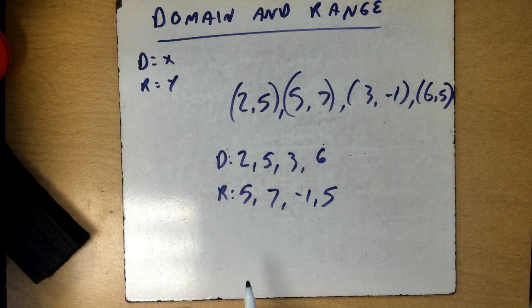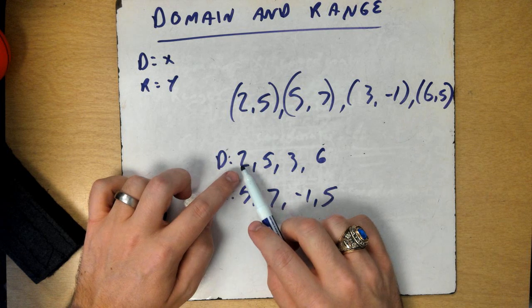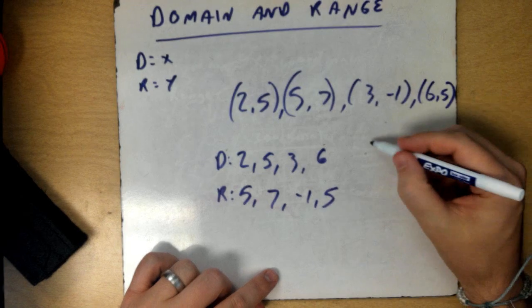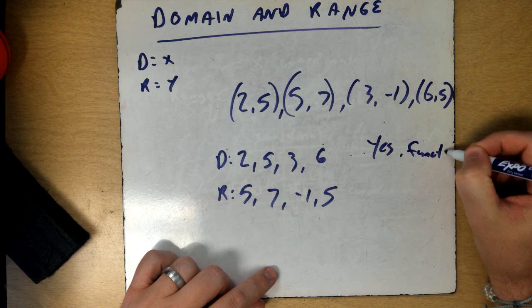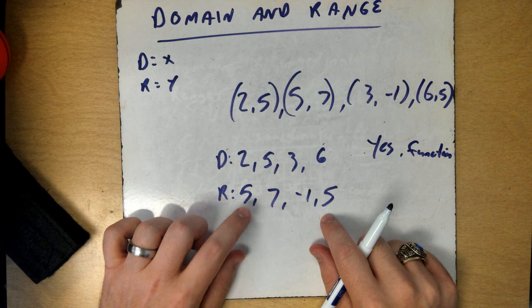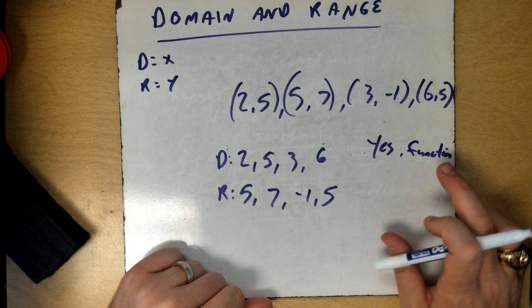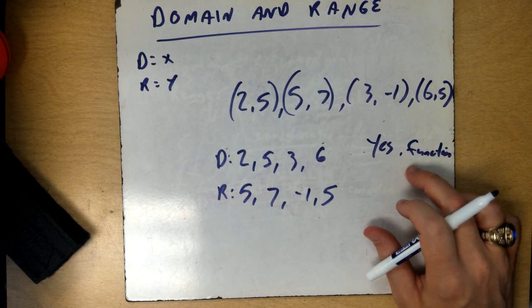Remember, for a function to work, the x's cannot repeat. So my domain cannot have any repeating numbers in it. My domain is 2, 5, 3, and 6. Any repeating numbers? No. So yes, function. Now look at my y's. My y's do repeat. I have a 5 here and a 5 here, but that's okay. It's okay for my y's to repeat. I just can't have my x's repeat.